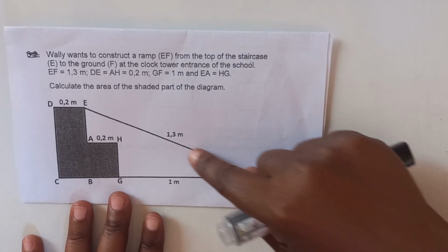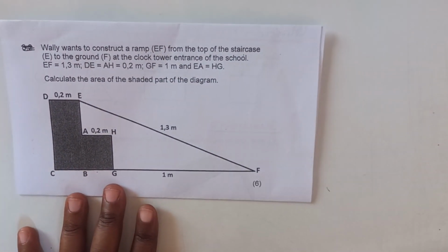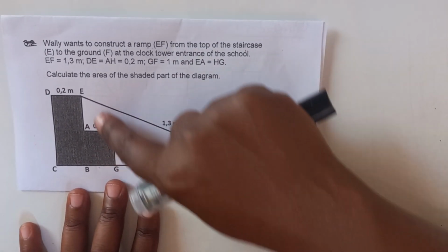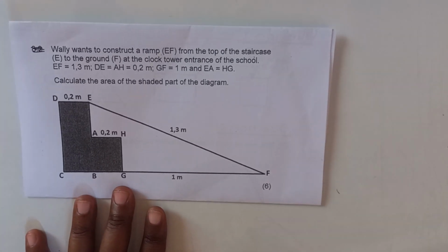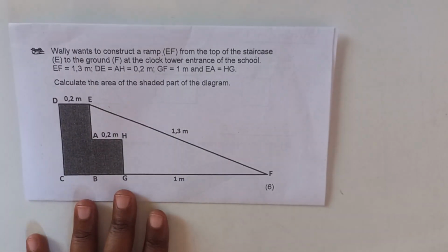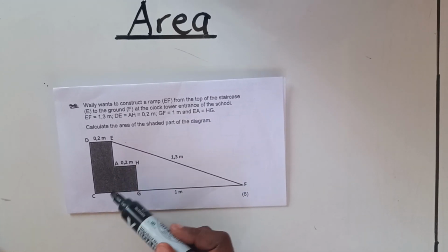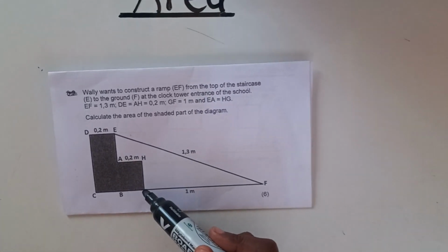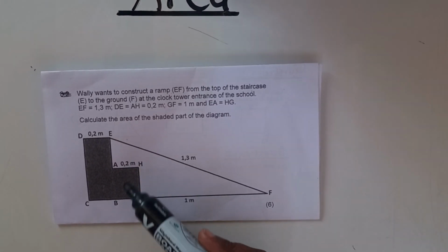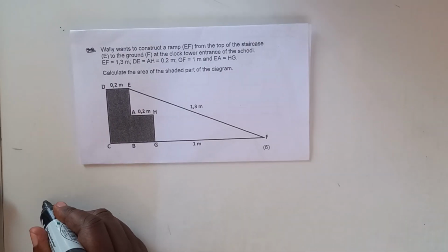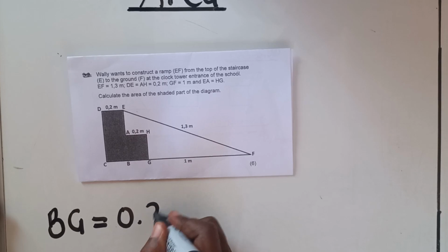When I look at this, I have a triangle here. This triangle, I can use Pythagoras to find that line EB. Do you see that? I can use Pythagoras to find EB. Right. When you look at this, ABGH is a rectangle. So AB is equal to BG. Opposite sides of a rectangle are equal. So it means my BG is equal to 0.2 meter.